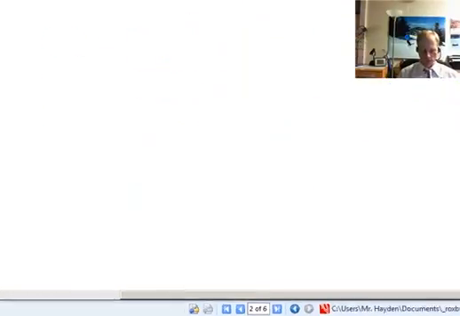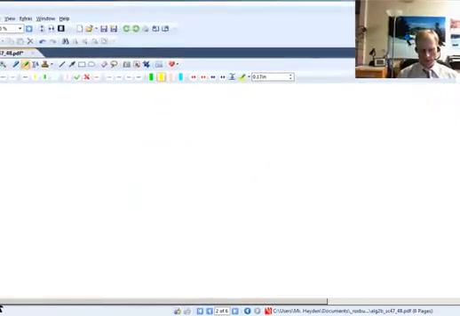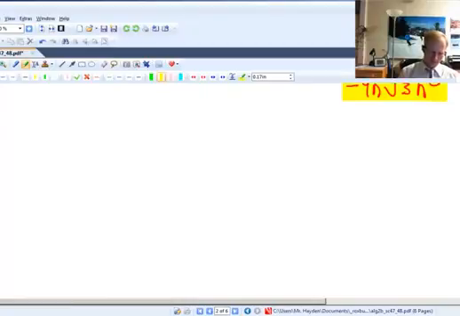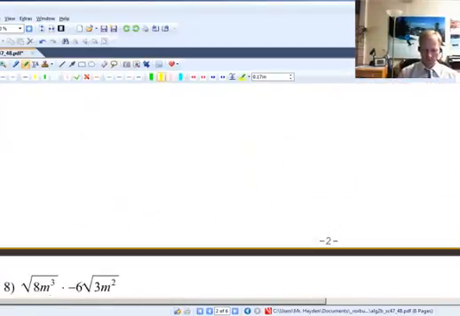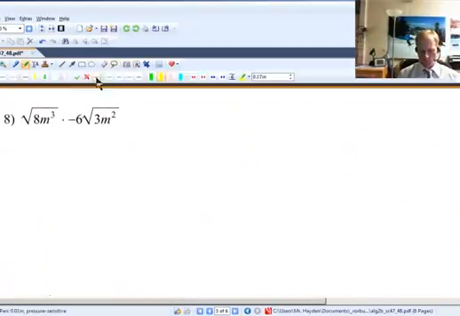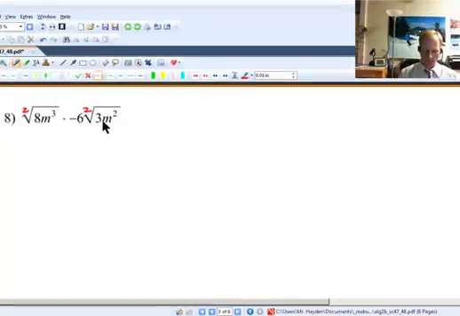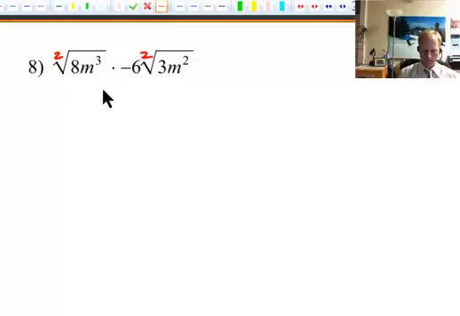Alright, and in the last problem tonight, I'm multiplying two radicals together. Now these are just square roots, so that means they have an index of 2. So when I multiply them, I'm going to multiply what's inside the radical symbol with and what's outside. Now there's nothing outside except a -6, so that's just going to stay the way it is. And the 8m cubed times 3m squared gives me 24m to the 5th.